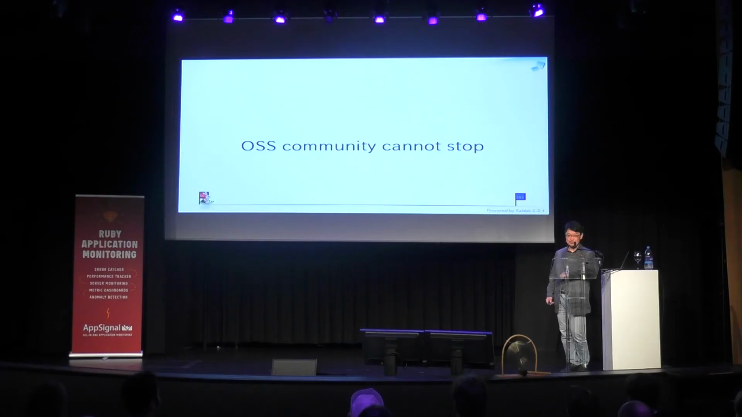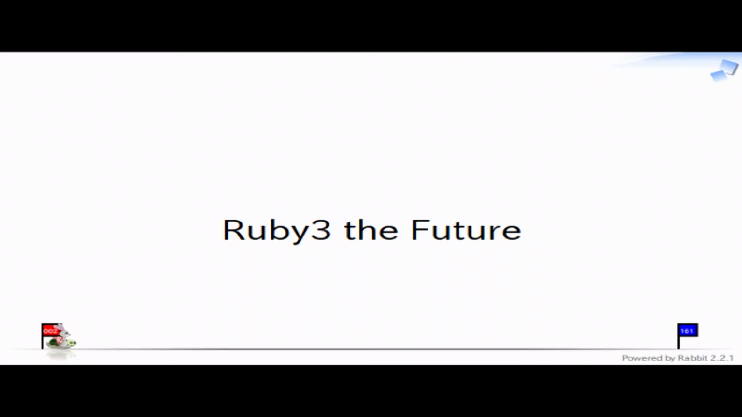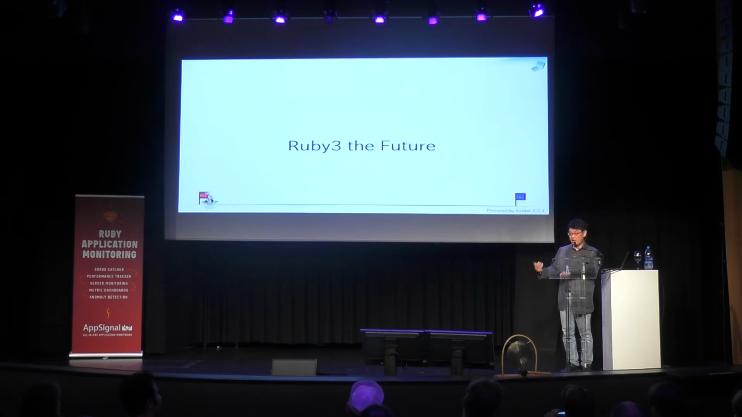The future will be functional. The open source community cannot stop, because we have to keep moving or we'll die. So we have to move on to the future, and our future is Ruby 3. We are currently planning to release Ruby 3.0 in December next year, 2020, and we are working on it.